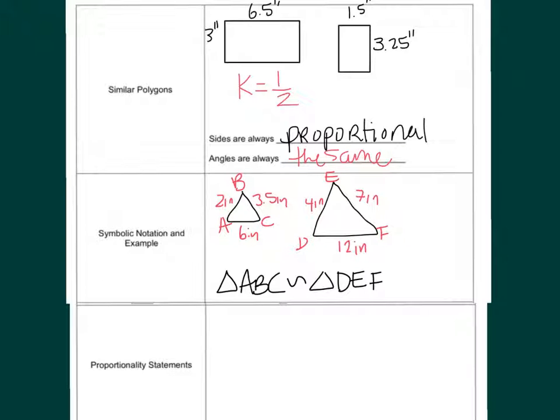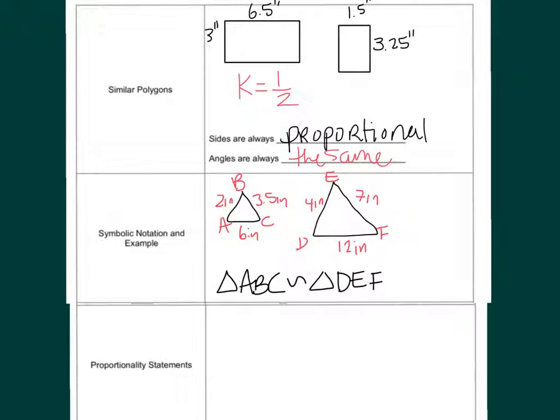Now, when I write that, that means that AB has a relationship to DE. Let's check. AB to DE. Yes, DE is twice AB. Same with this. BC and EF should have a relationship. 3.5 and 7. 7 is twice BC. And the same here, AC is half of DF, or DF is twice AC. So when I look at these triangle relationships, when I write in symbolic notation, I should clearly be able to see which sides are proportional.